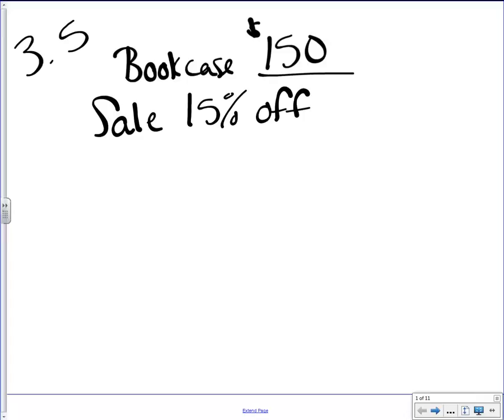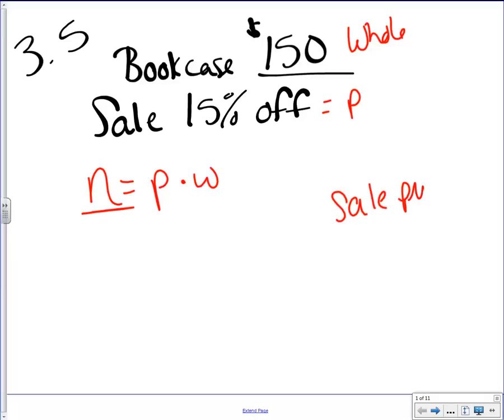$150 is its original price, so this is what we would consider my whole. This is obviously my percent, so if we're still talking about part, percent, and whole, the only thing that we're missing is the n. In the past it used to be our tip, that small dollar amount that we either just said is how much our tip is, or added back to the original price to find our total bill. Well, what I'm looking for now is how much the sale price is for the bookcase.